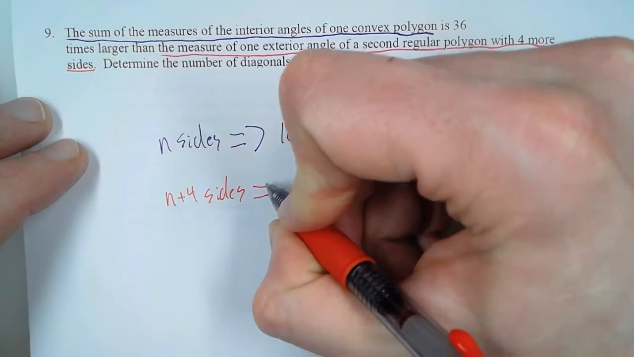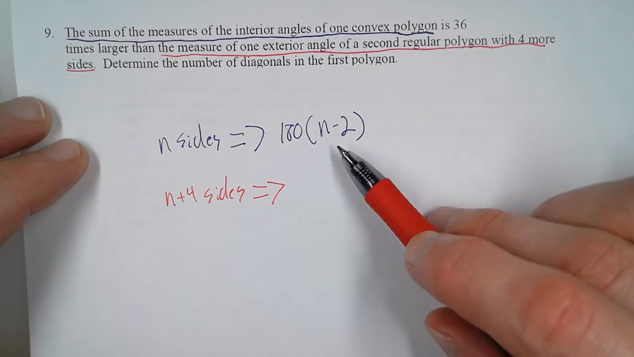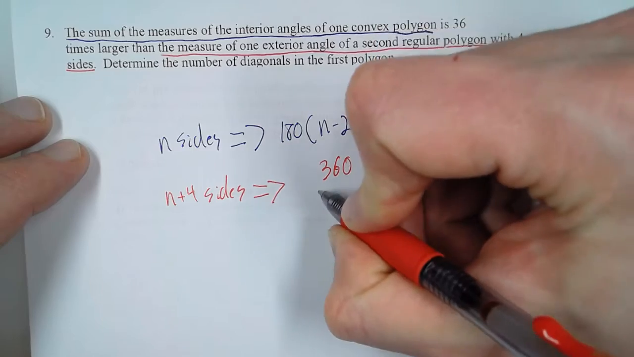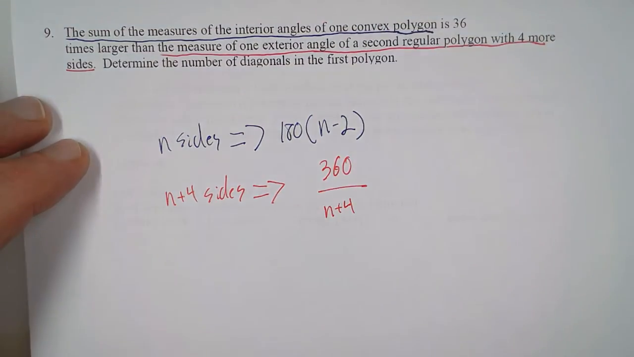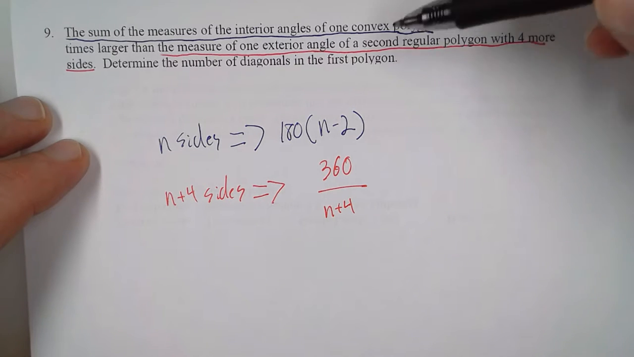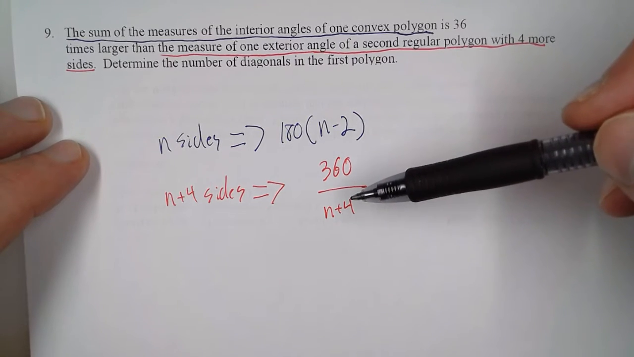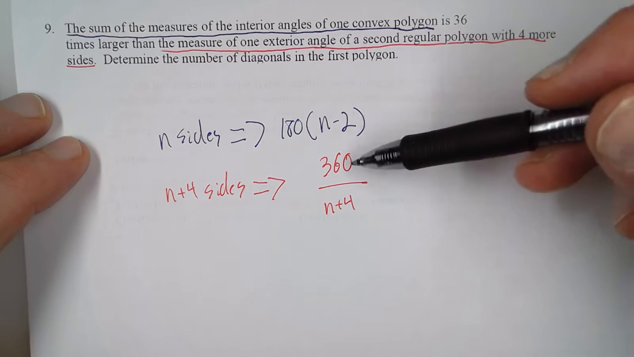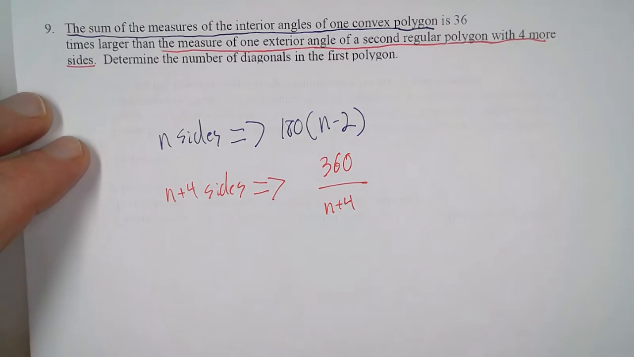And the way you find that, now the thing is it's regular. We need to know that it's regular here. We don't need to know that for the first one. And that is you take 360 divided by the number of sides. So that means we're going to divide by n plus 4. And so what this problem says is that this first quantity in blue is 36 times larger than the quantity in red. So in order to work an equation, we need to make them equal. To make them equal, we have to multiply this quantity by 36 in order to bring it up and make them equal.